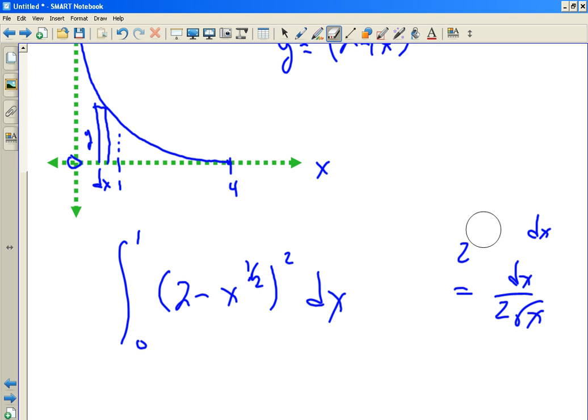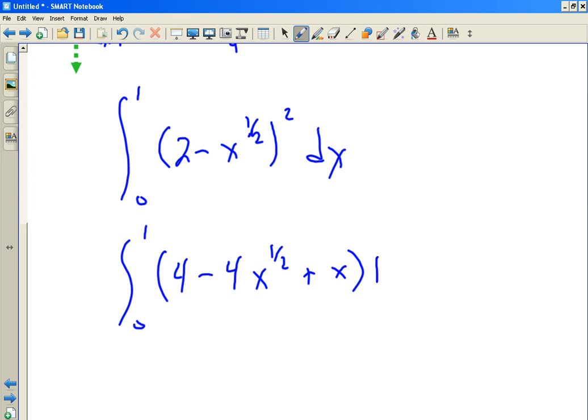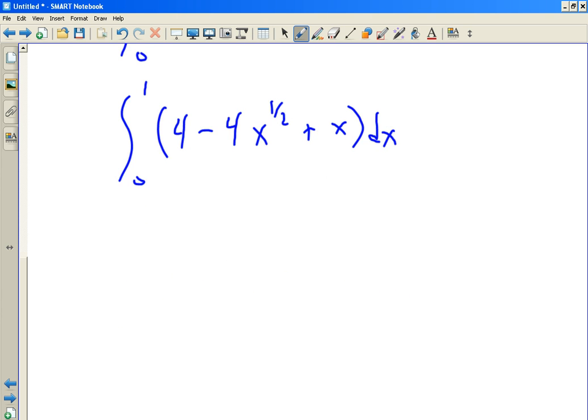So what's another way to go with this? Foil it out. Okay, good. So foil it out. Can you foil that in your head? 4 minus 4 rad x, right? Plus x. Okay, sounds good. Yep. We still didn't integrate. We're just setting it up so we can. So that's the height function in terms of x. That's the width in terms of x. Perfect. And these are limits of integration in terms of x. You need all the x stuff to match up.